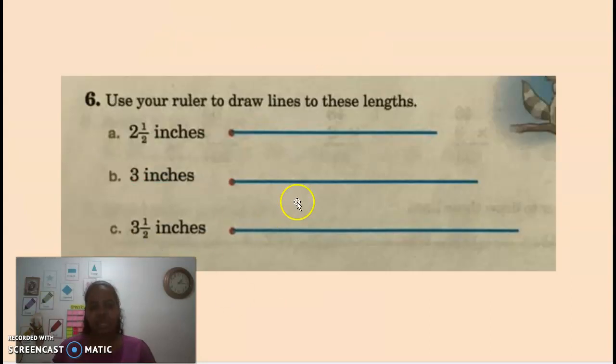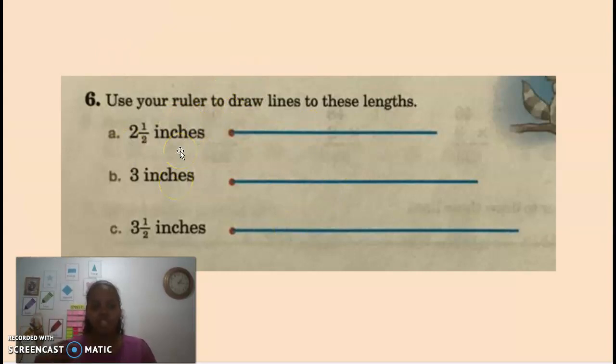Exercise number 6. What you have to do is to measure with your ruler. Don't forget to use your ruler. So you're going to measure those lines and write with your pencil. Here are the measurements: 2 inches, 1 inch half, 3 inches, 3 inches, 1 inch half. So you're going to draw the correct lines here in exercise number 6.